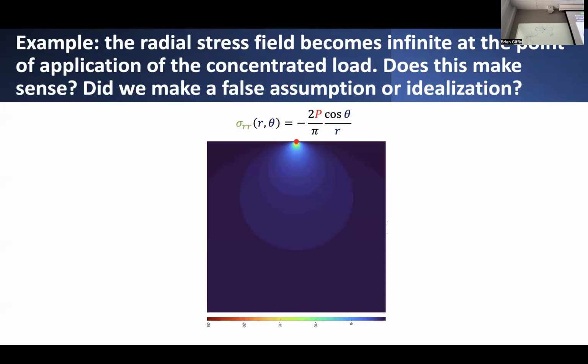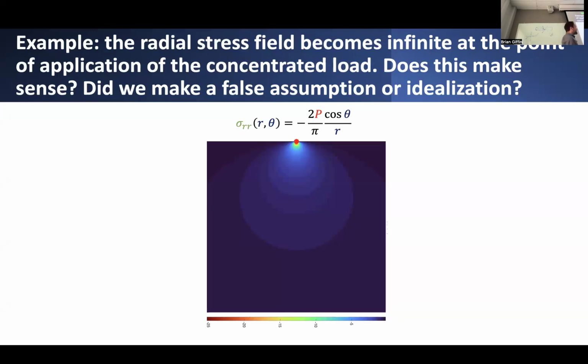And you'll notice that this contour plot looks sort of interesting. It looks like a collection of concentric circles stacked on top of each other. So there's kind of like this circle and then a slightly smaller one inside of it, and they keep getting smaller and smaller and smaller, shrinking towards the point of application of loading.